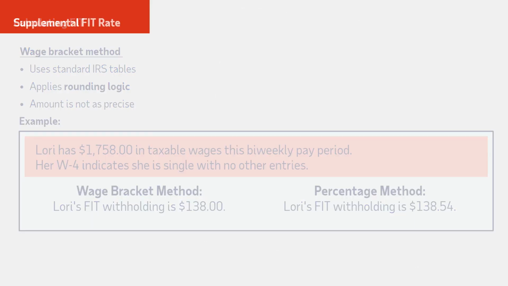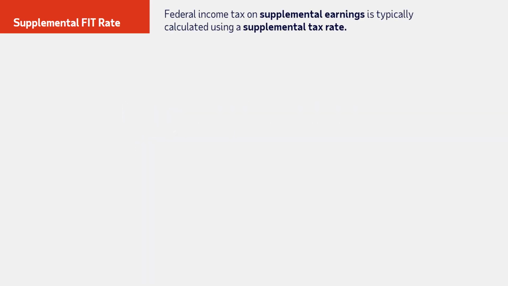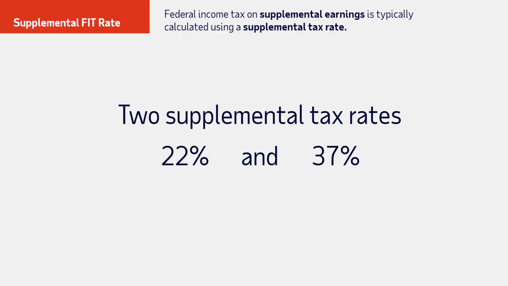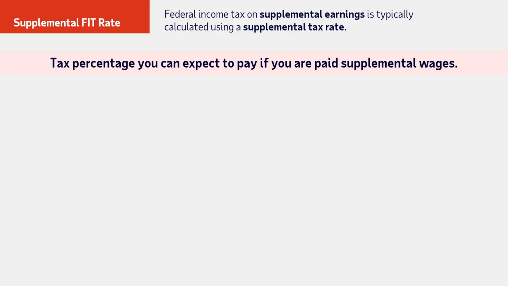In the last lesson, Earnings, you learned about bonuses and commissions that are extra or supplemental pay. Federal income tax on supplemental earnings is typically calculated using a supplemental tax rate, rather than the standard tax table methods referenced above. There are 2 supplemental tax rate percentages. The rate your employer must use depends on the amount of supplemental earnings you have been paid so far this year. Here is the tax percentage you can expect to pay if you are paid supplemental wages.